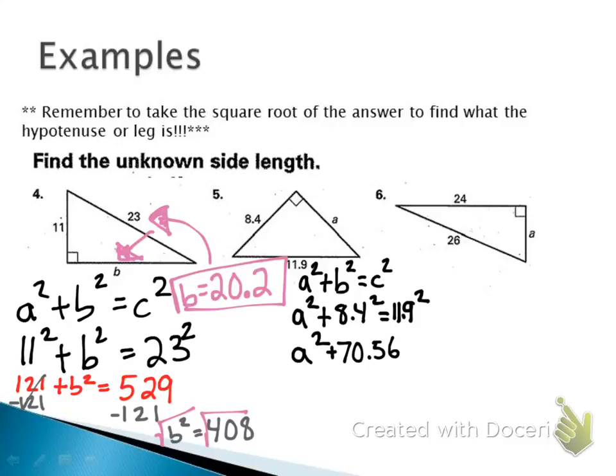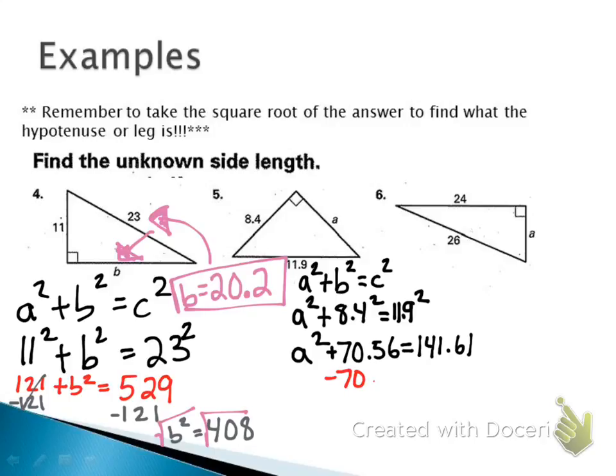70.56? Good. Now, students are sometimes tempted to round in the middle of the problem. Don't round to the very end. Okay, so don't make this 70.6. That'll mess you up down the road. Okay, so just leave it as it is until you get to the end. What's 11.9 squared? 0.61? Okay, good.